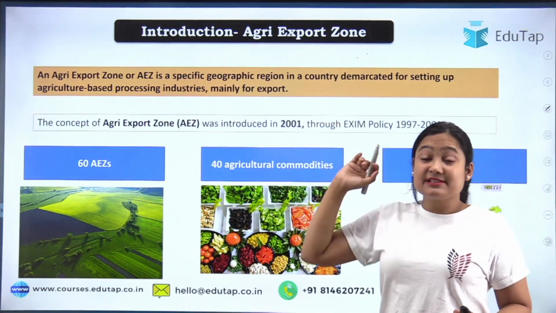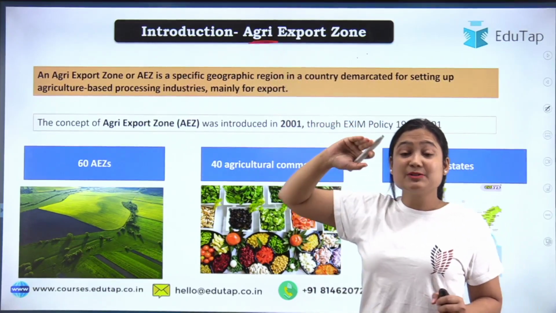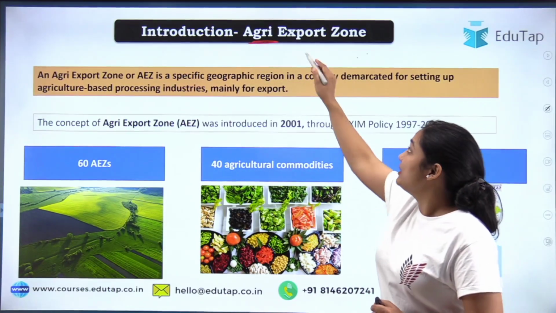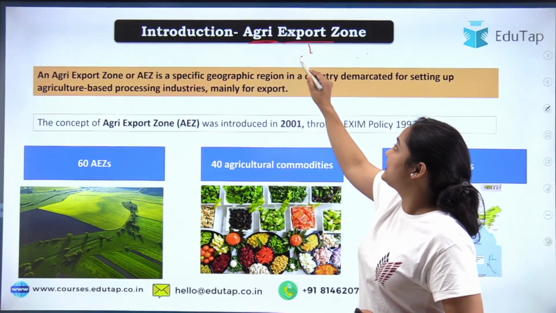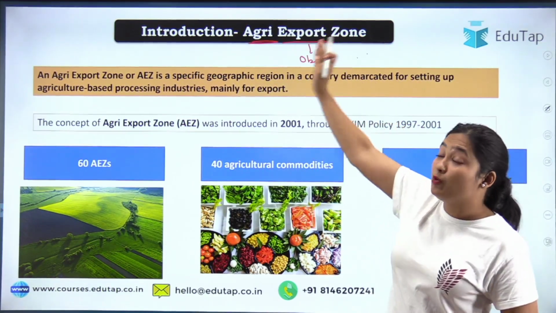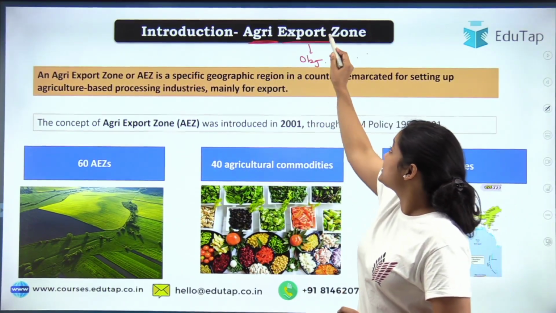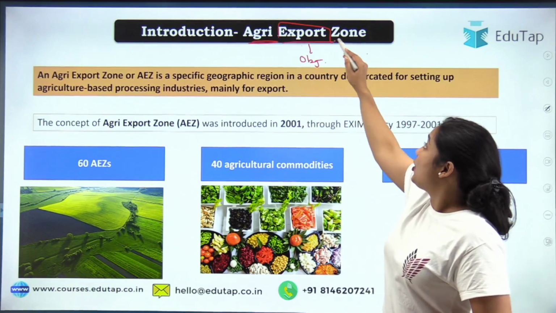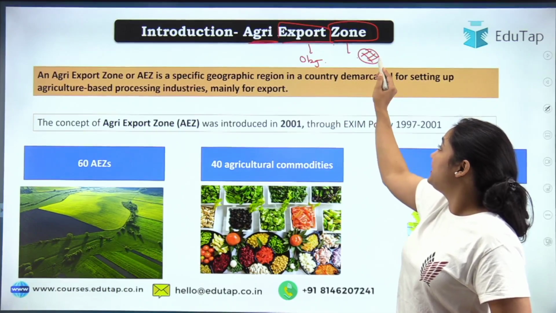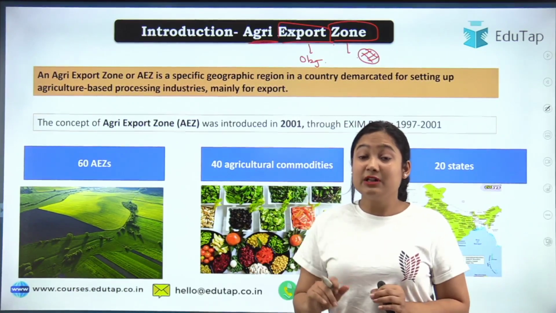What are these agriculture export zones? The words themselves are very clear. When we are talking about agriculture, it means one or another step or commodity of agriculture is involved. When we are talking about export, this tells us the objective: what is our motive, our aim with agriculture export zones? That is export. Then talking about zone, I think a zone is a cluster based on the geographical area or on the commodity. We made a group, and that we have called a zone.